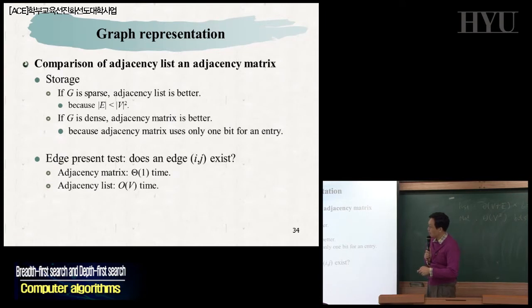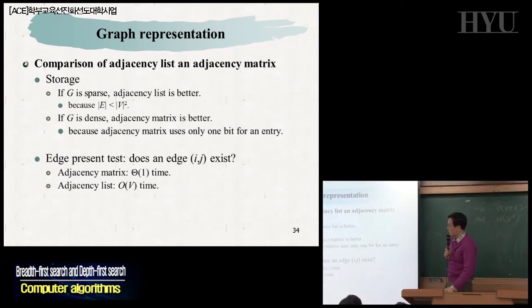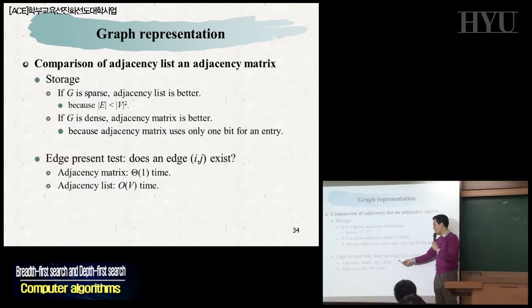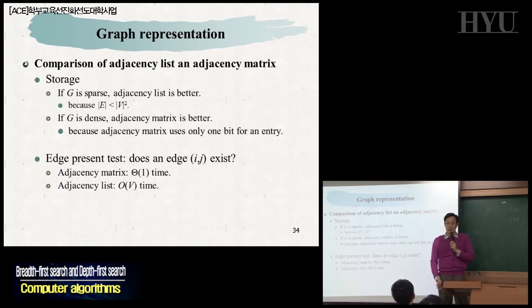And look at this. Edge present test is a query asking if an edge exists or not. Then adjacency matrix takes theta of one time, but the adjacency list requires big O of V time. Why? In this case, we can access the entry ij in constant time. If one is stored, then there is an edge. Otherwise, there isn't an edge. So it takes constant time.